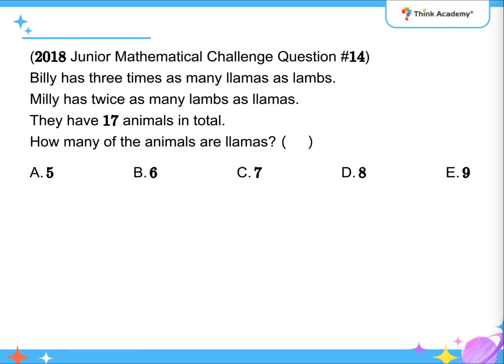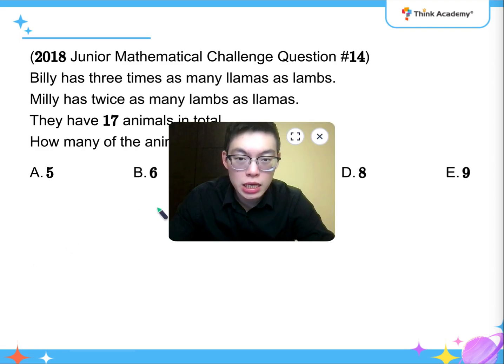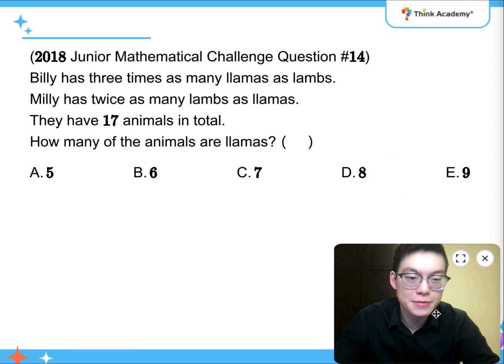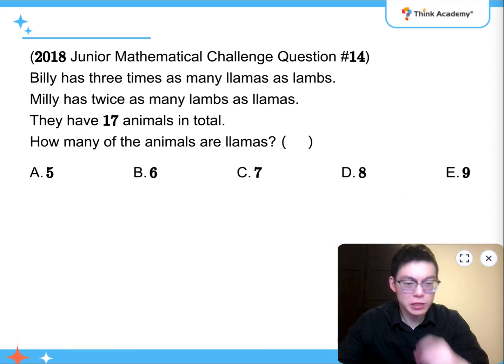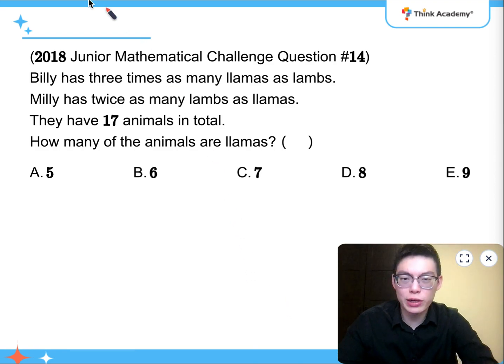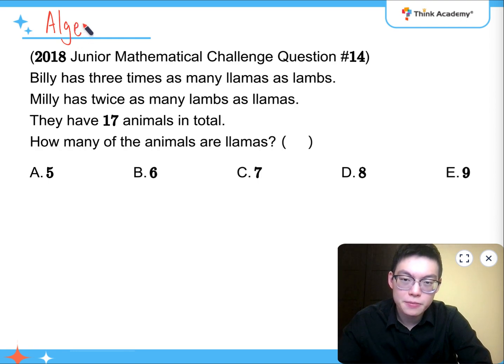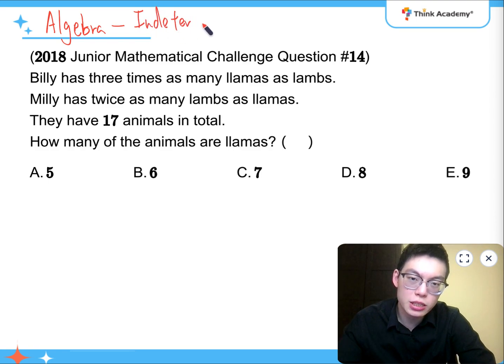And then question number 14 is kind of getting slightly harder. So this is basically the reason why this half paper is moderate, because this question is not extra easy. It belongs to algebra and is about the indeterminate equations.